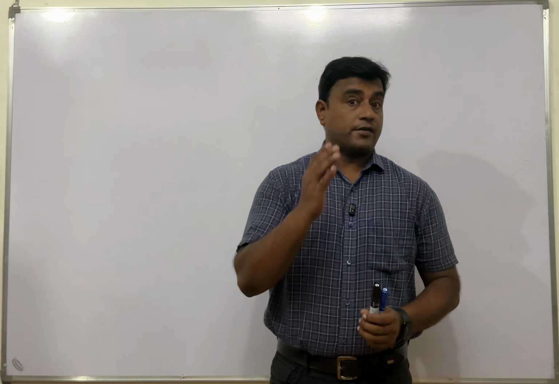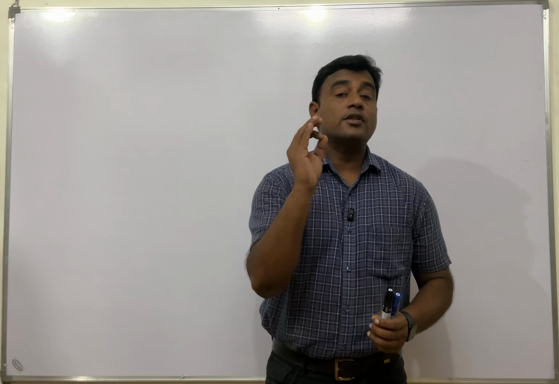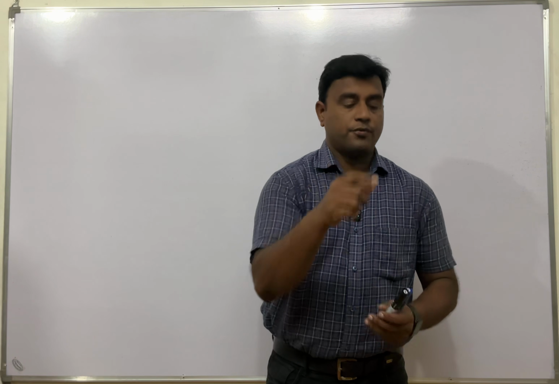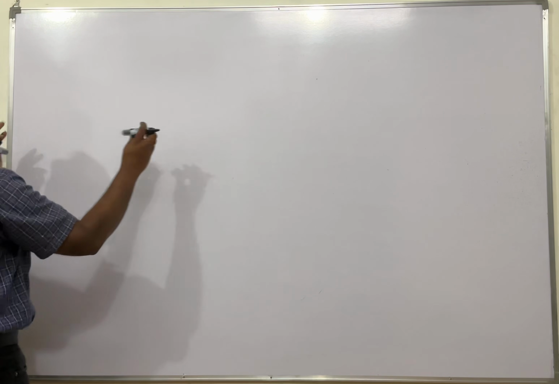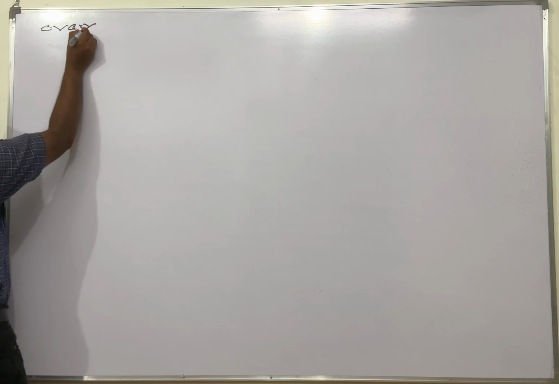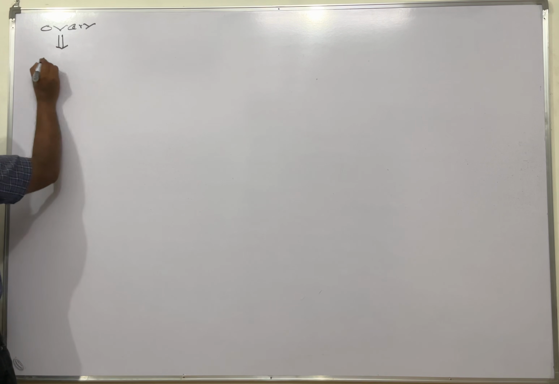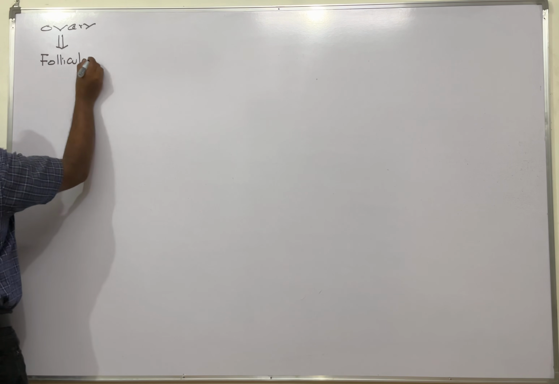Welcome back. Let's understand by a simplified flowchart what is the physiological basis of the menstrual cycle. See this flowchart, this will cover the entire board. Ovary. The ovary shows folliculogenesis.